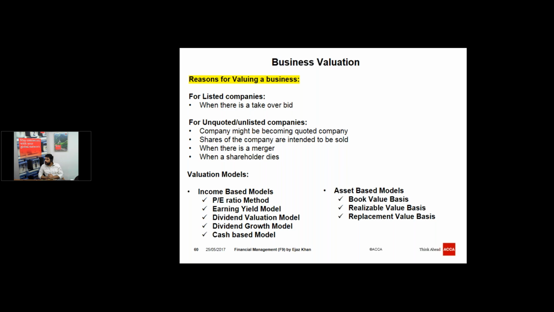Sir is connecting the phone call audio method.